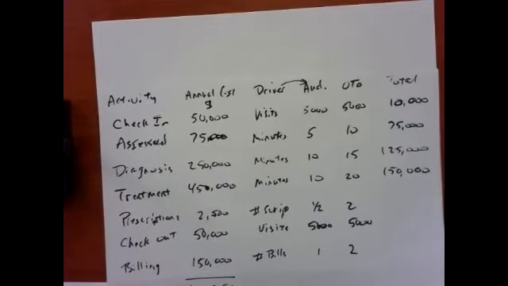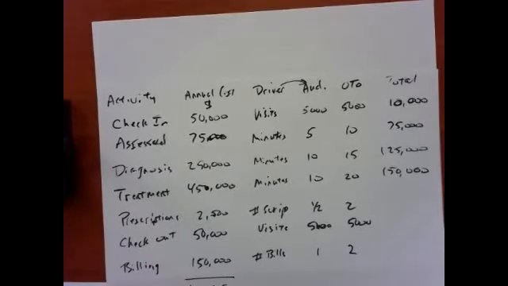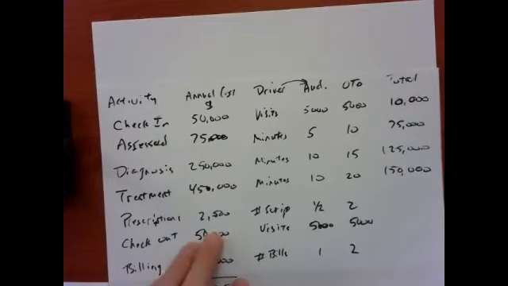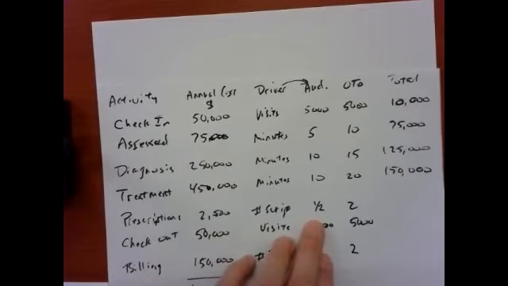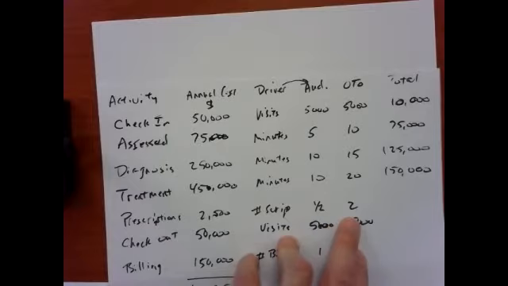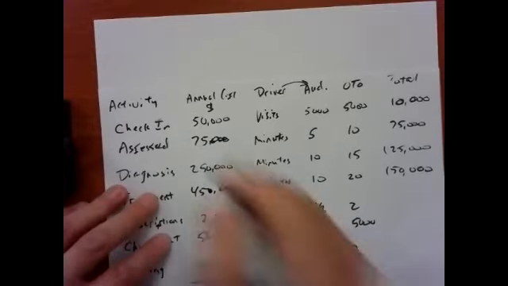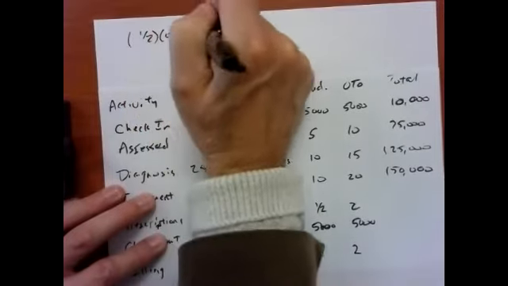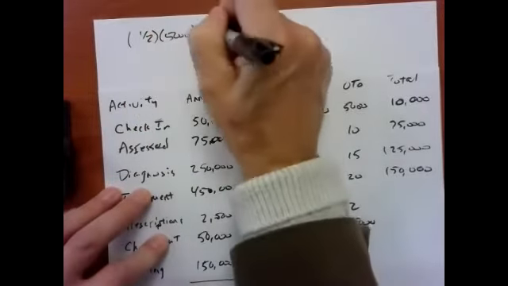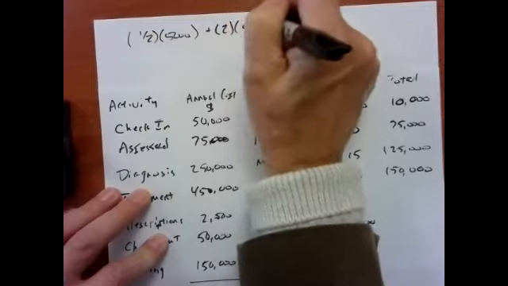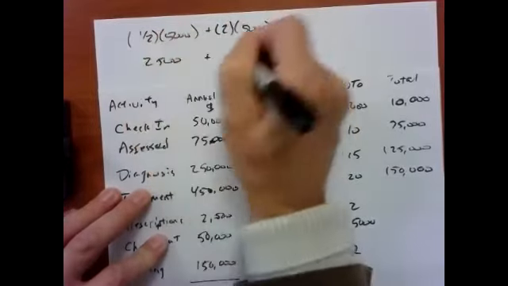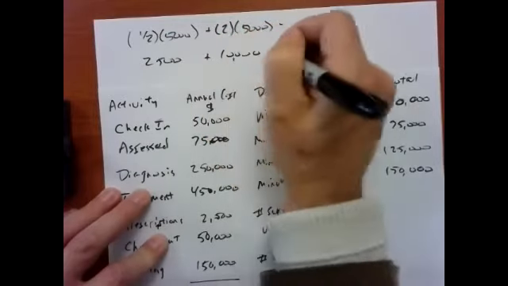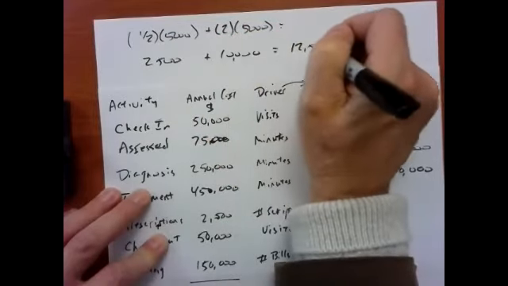All right, prescriptions. So prescriptions, same thing, just different driver. So we've got a half a prescription per visit and 2 prescriptions per visit. So for audiology, it's a half times 5,000 plus otolaryngology, 2 times 5,000. Right, so we get 2,500 plus 10,000 gives us 12,500.